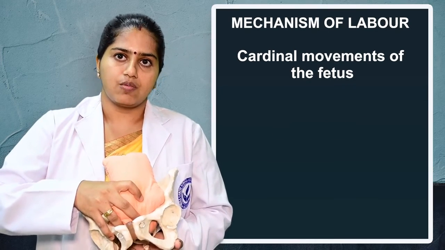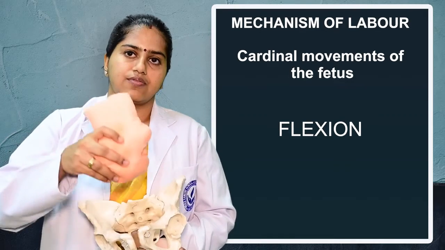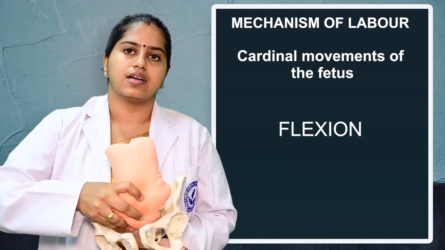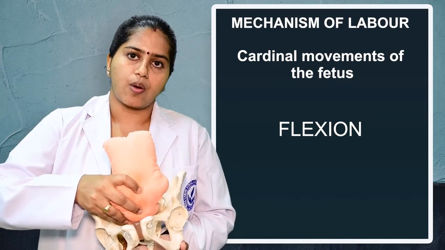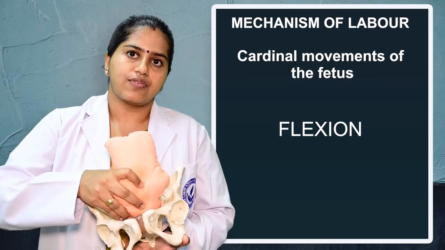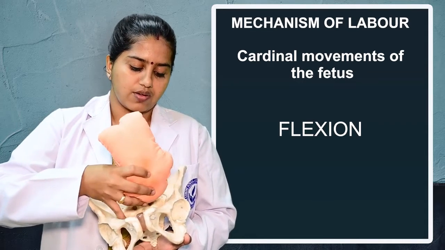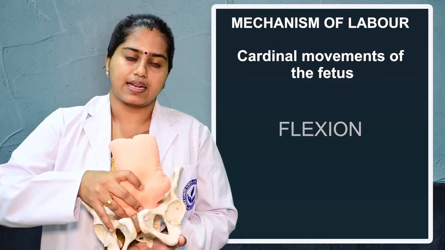The next cardinal movement is flexion. Along with the descent, flexion takes place. Flexion will give complete space accommodating the fetus in order to travel through the birth canal. Flexion is also facilitated by the unfolding cervix, the walls of the pelvic floor, and the pelvic resistance.